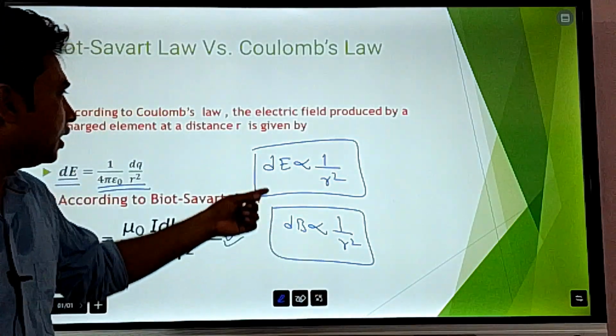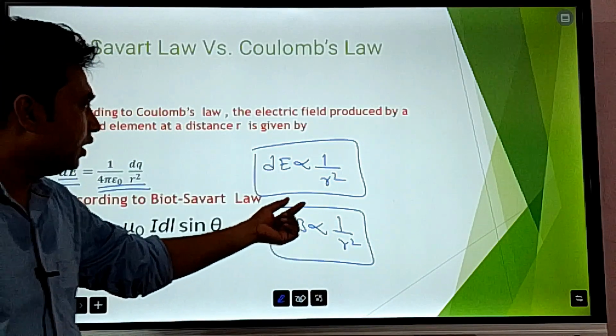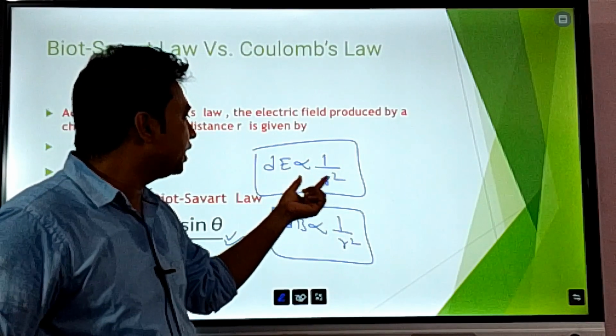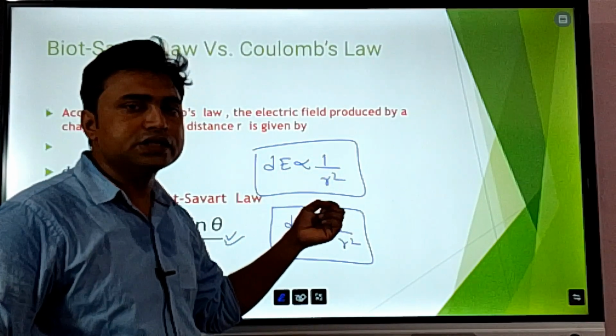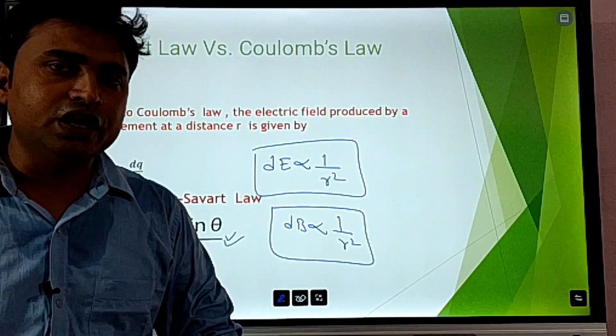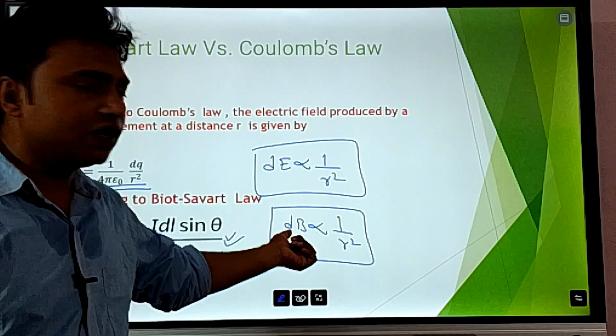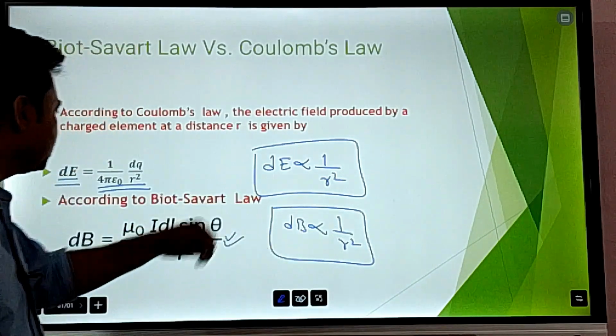And how are they increasing or decreasing? With the square of the distance, they are either increasing or decreasing. It means distance has a similar effect in case of the electric field and in case of the magnetic field. So this is the similarity.